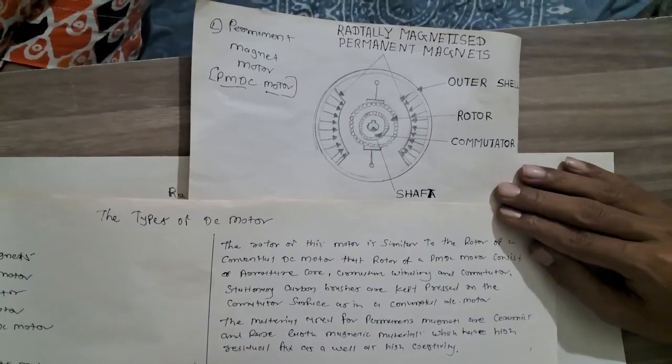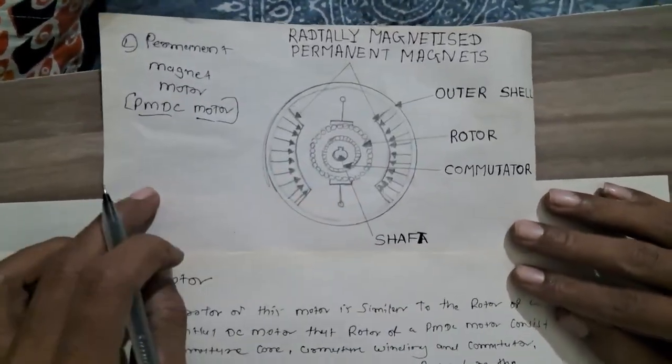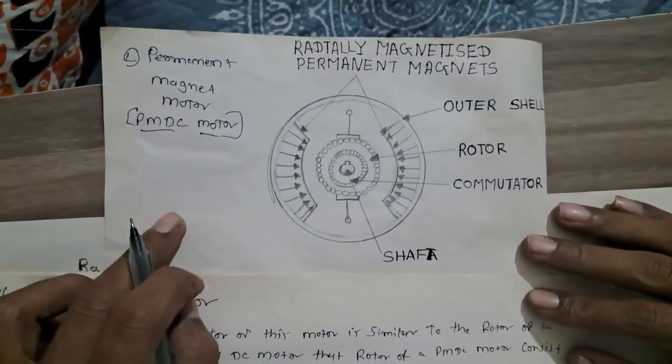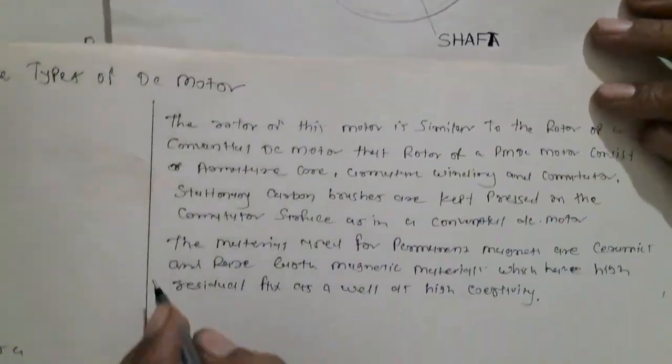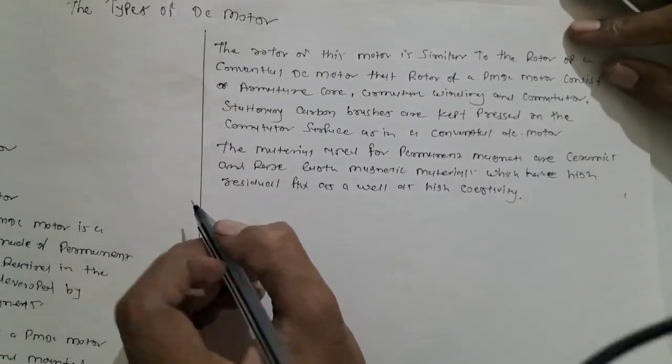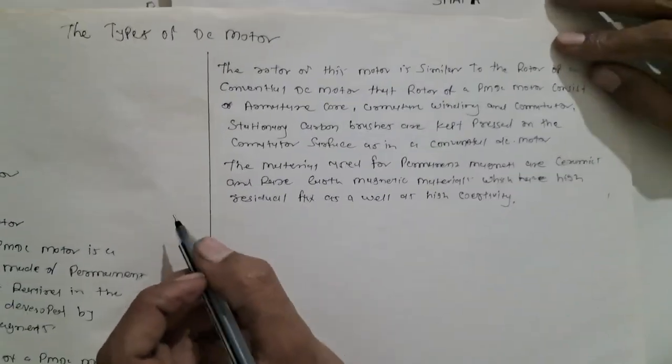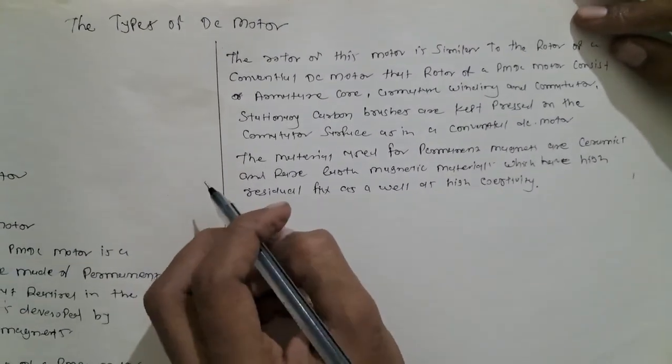A two-pole PMDC motor figure is here. Small fractional and sub-fractional kilowatt motors are now constructed with permanent magnet poles.